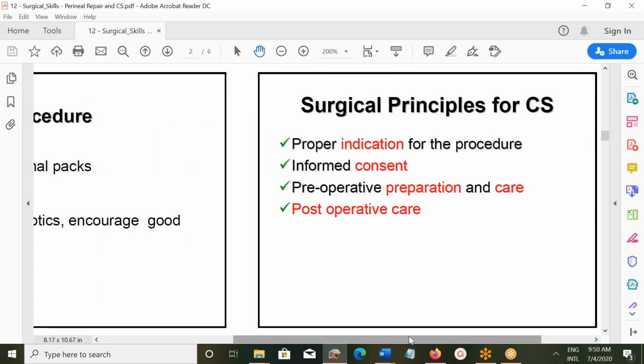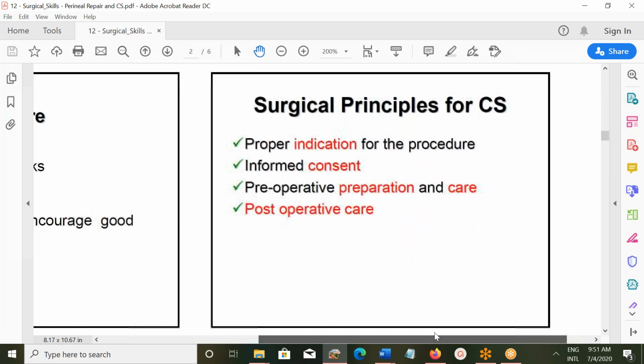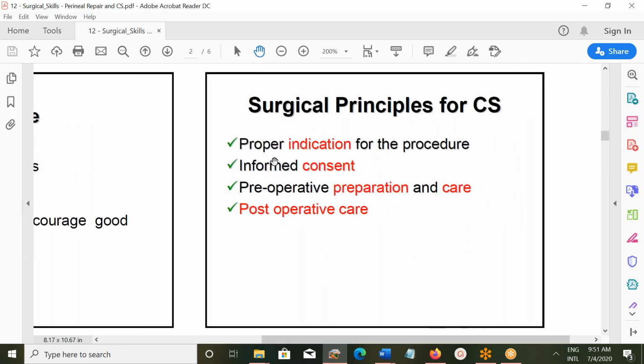Now, what are the surgical principles for cesarean section? There should be a proper indication for the procedure. Informed consent is essential. Pre-operative preparation and care should be made, and you have to talk about the post-operative care. So, any objection, any idea about these things?